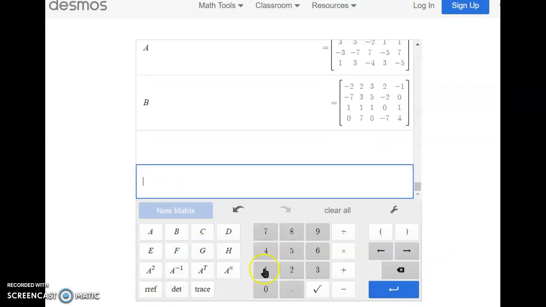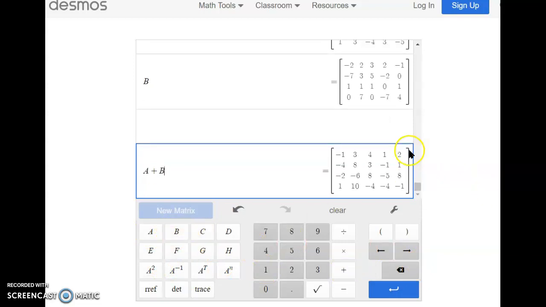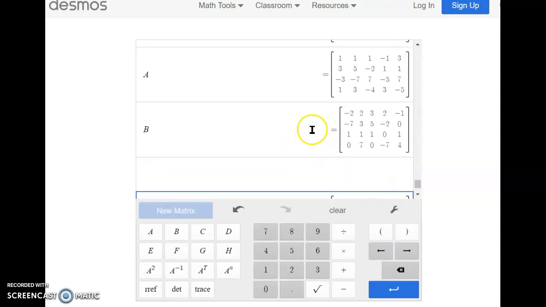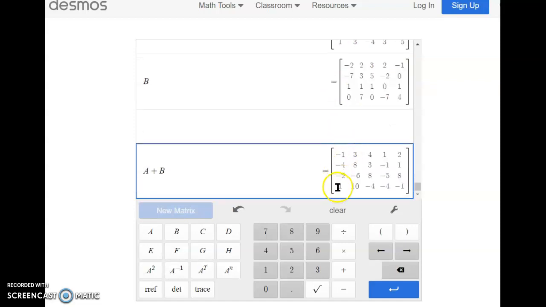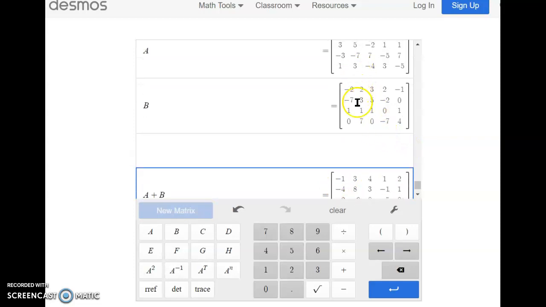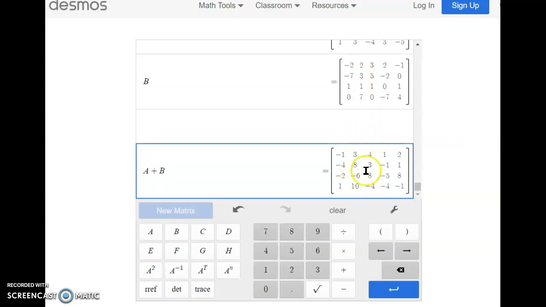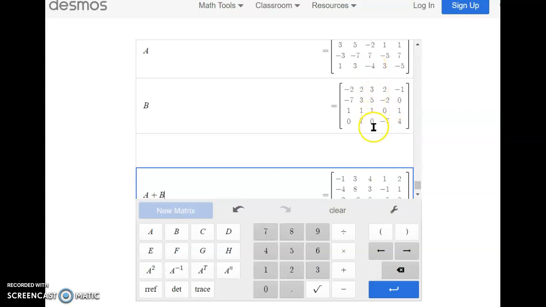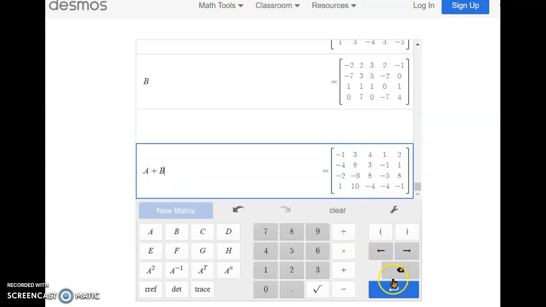All right, so a plus b. And here we have third row, fifth column. Sure enough, we have 8. So let's just bring this up. Let me just pick this one down here in the far left corner. 1 plus 0 equals 1. 3 plus 7 equals 10. Negative 4 plus 0 is negative 4.